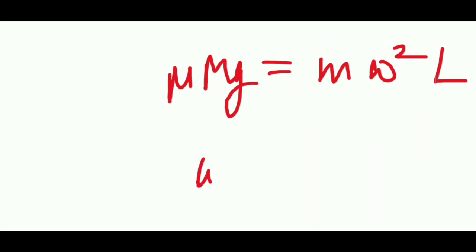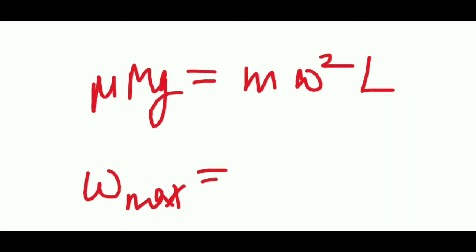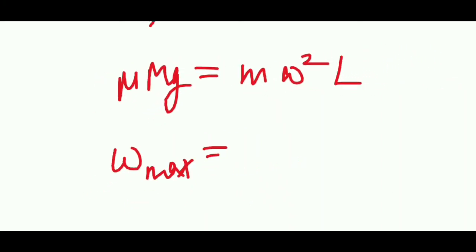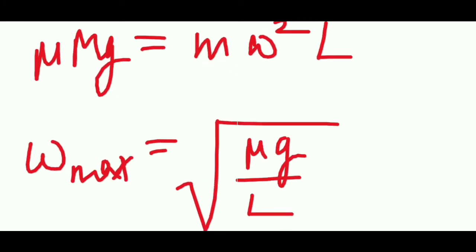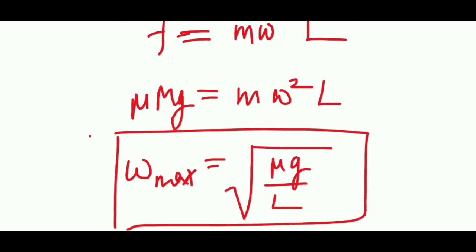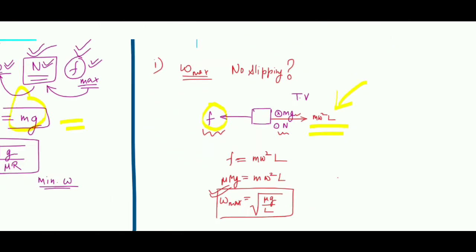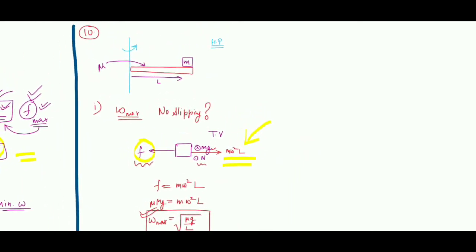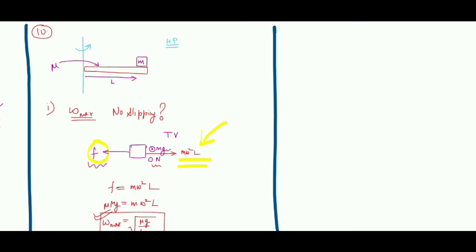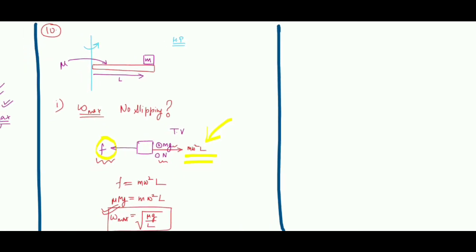So mu multiplied by mg is equal to m omega square L. M cancels. So omega maximum, the maximum value of omega which I am getting over here, will become under root of mu g by L. So this is the maximum value of omega for which this block will stay on this plank.